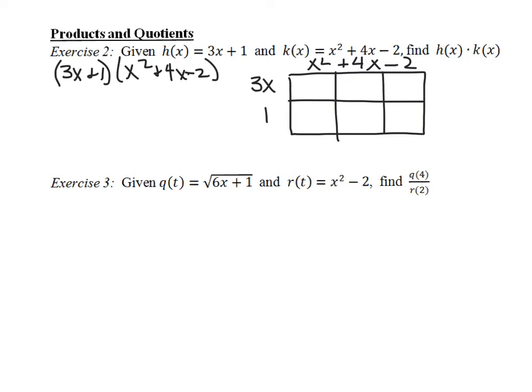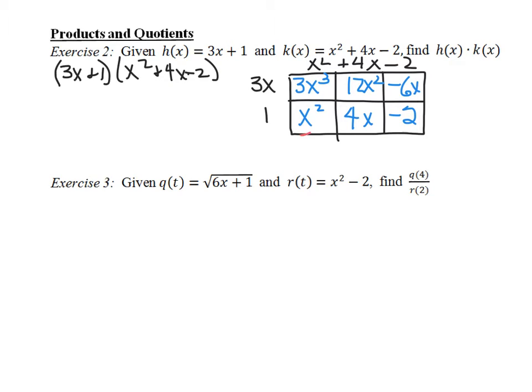So doing the products, I'm going to multiply 3x times x squared and get 3x to the third. 3x times 4x gives me 12x squared. 3x times negative 2 is negative 6x. 1 times x squared is just x squared. 1 times 4x is of course 4x. 1 times negative 2 is negative 2.